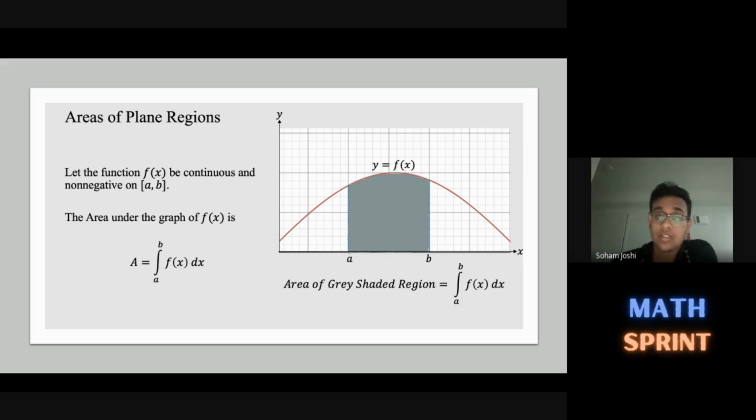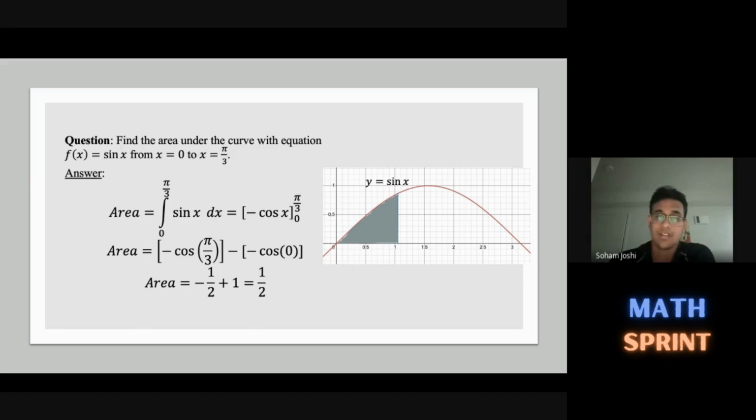So essentially, if you look at the graph on the right, the area of the gray shaded region is equal to the definite integral of f of x with respect to x with the lower limit of a and the upper limit as b. Okay, so let's do a sample problem right now. Find the area under the curve with the equation f of x is equal to sine x from x is equal to 0 to x is equal to pi by 3.